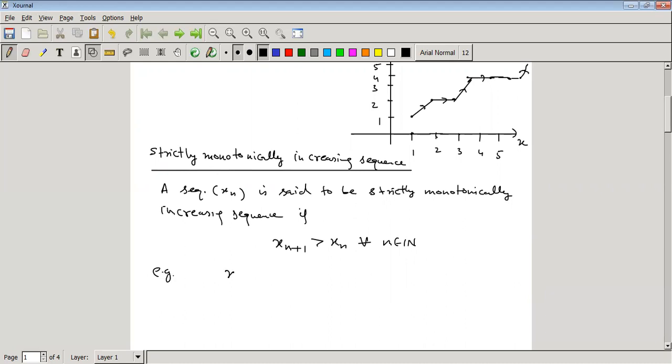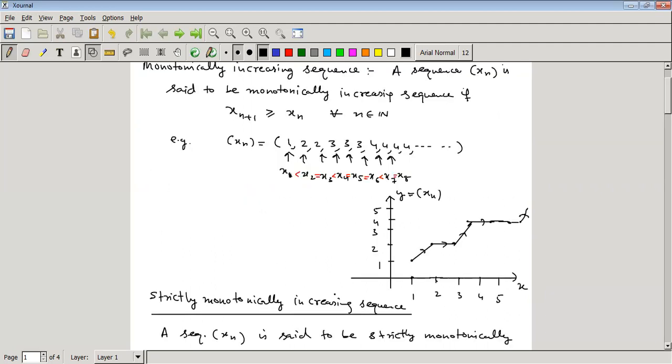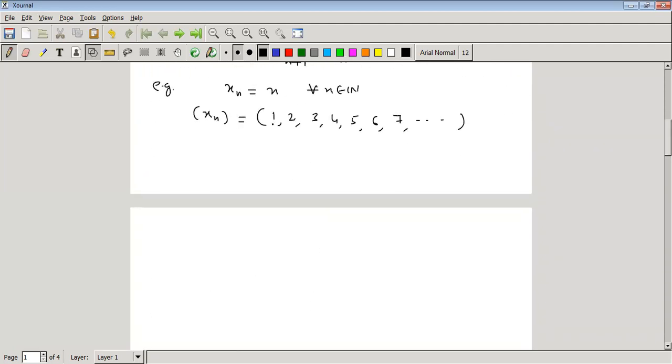For example, we take the sequence xn equal to n for all n in N. So here our sequence xn is 1, 2, 3, 4, 5, 6, 7, and so on. This is our x1, this is x2, this is x3, this is x4, and so on. So x2 is bigger than x1, x3 is bigger than x2, x4 is bigger than x3, and so on. Such a sequence is called strictly monotonically increasing.